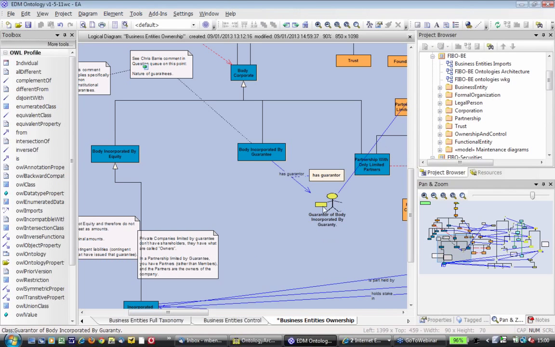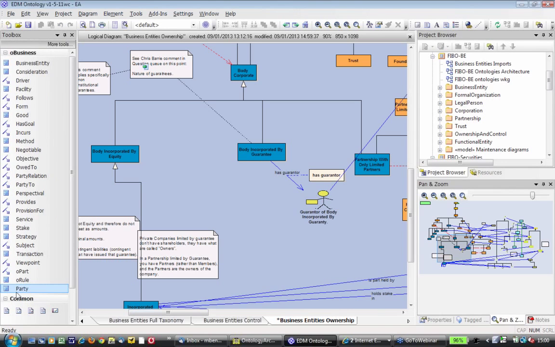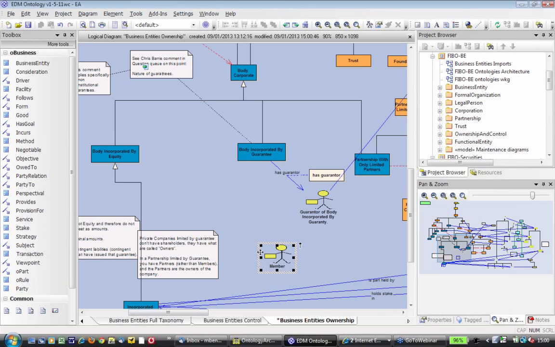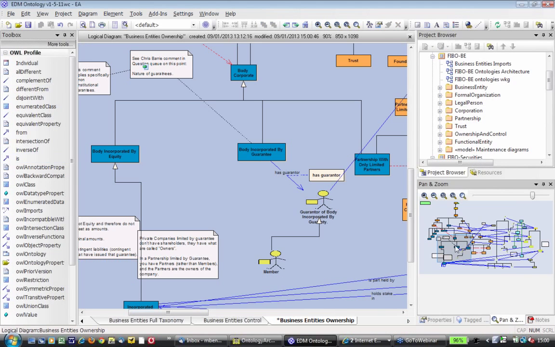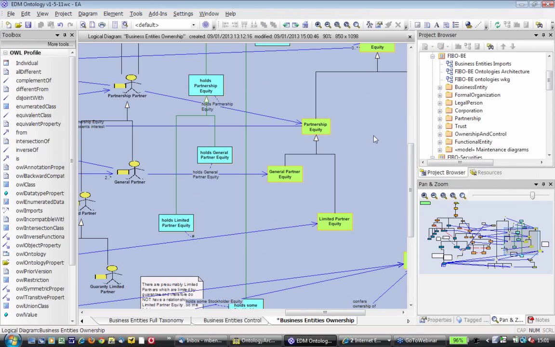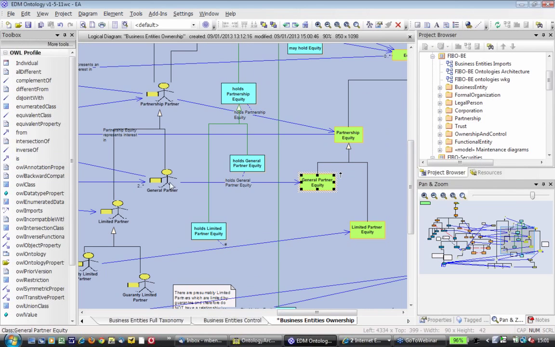Right, which answers my question. Good. And also answers the future question of how to add in these kind of Venn diagram intersections between the body incorporated by guarantee that's a company and the body incorporated by guarantee that's a partnership, and what the names of the different partners are. So this guarantor in the case of a company is simply called a member. So that's good. Put that in. Probably need to give it a longer name eventually, but we'll call it member for now.